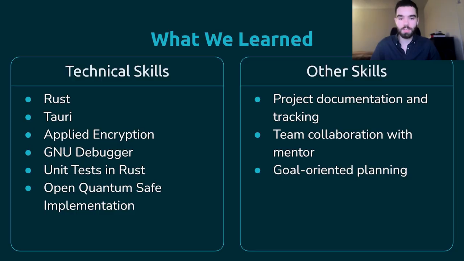During this project, our biggest technical growth came from learning Rust, since most of us had only used C for low-level programming. We also worked in the Tauri framework, which let us build the application using a JavaScript frontend and a Rust backend. Another major skill was applied encryption.